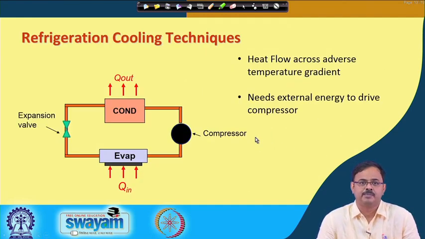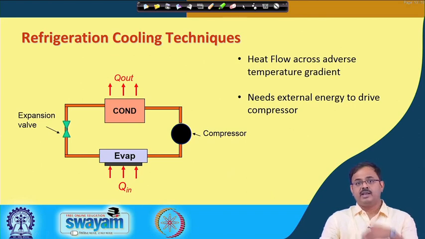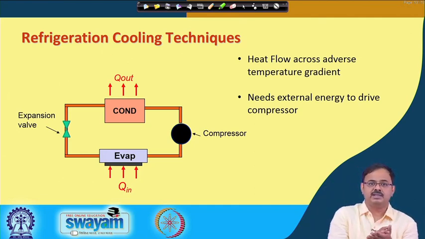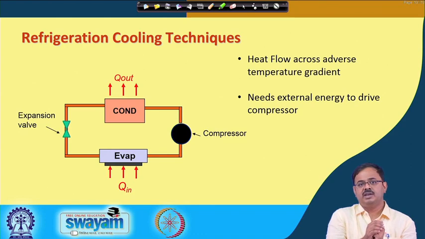Refrigeration cooling techniques. What if I want the temperature of the CPU to be lower than the ambient? Can I remove heat from a lower temperature to a higher temperature? The second law of thermodynamics says you can, only if you do work on the system, if you spend energy. So, that is refrigeration, moving heat or heat flow across an adverse temperature gradient from a lower to a higher temperature, and that is accomplished in our ACs, in our refrigerators, by the compressor, which needs external energy.